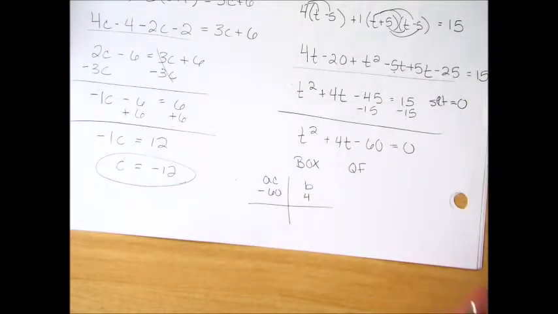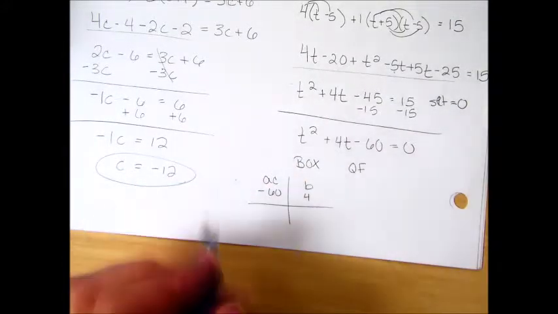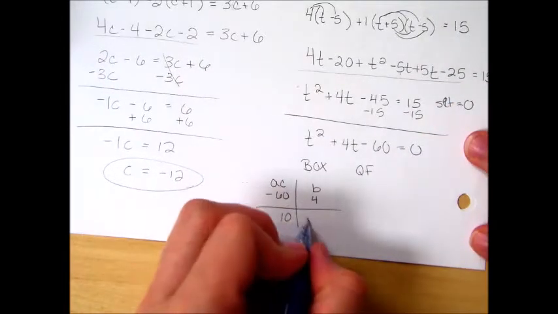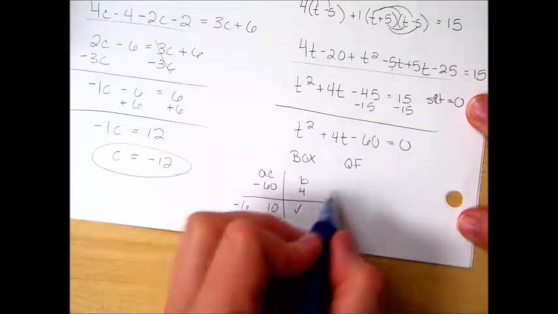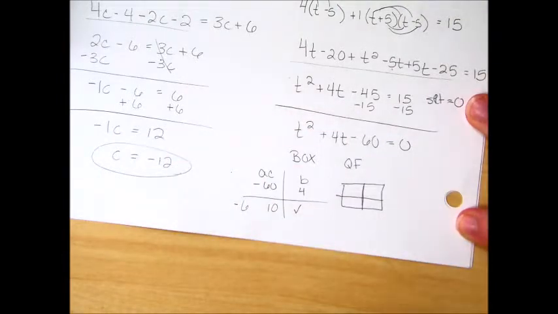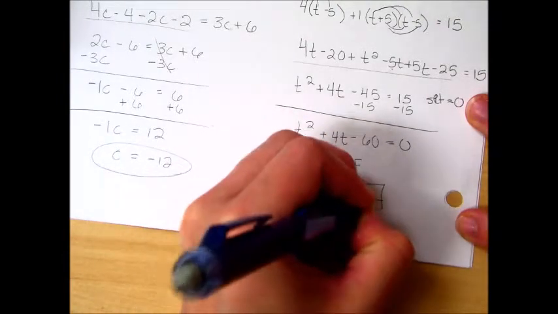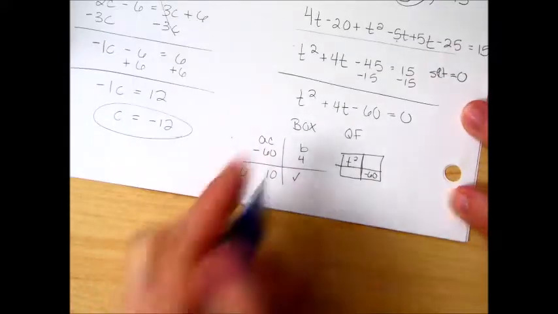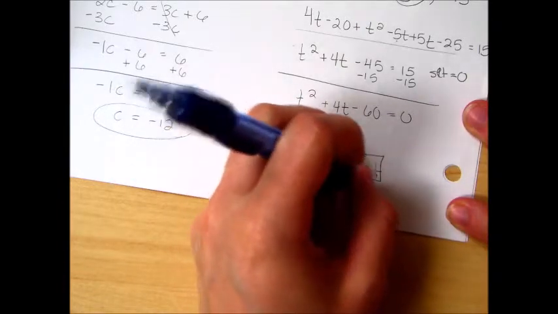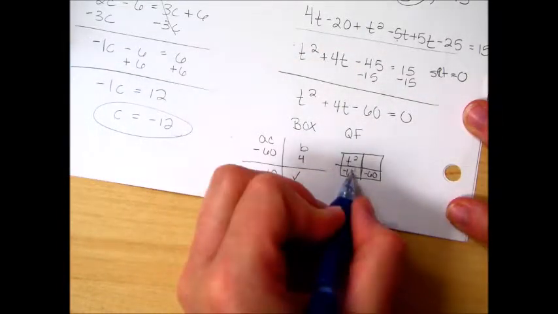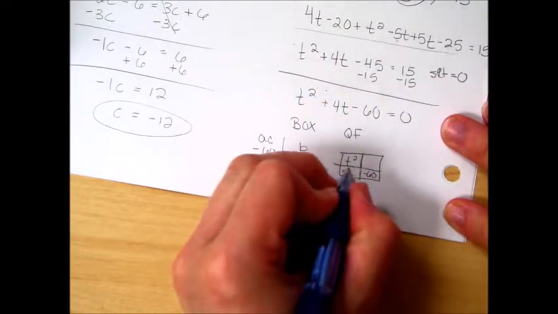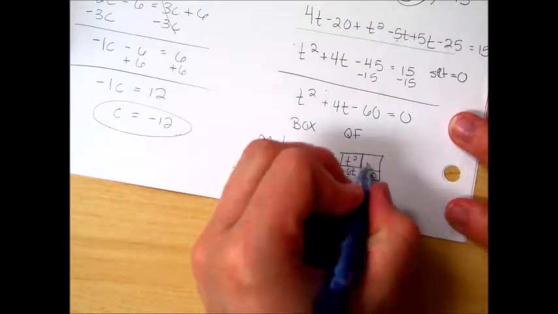My numbers are going to be, oh boy, 6 and 10. And I'm going to need negative 6. That'll work. So here goes my box. Wow, look at all the room I have. So t squared goes here, and negative 60 goes here. You should be pretty good at the box by now. Negative 6t goes here. Oh, it's so messy. And positive 10t goes here.